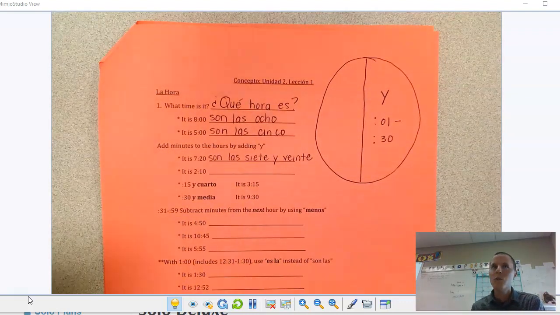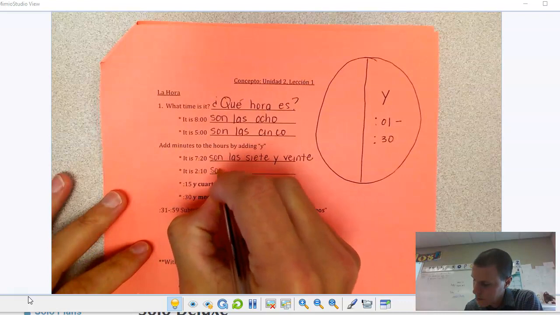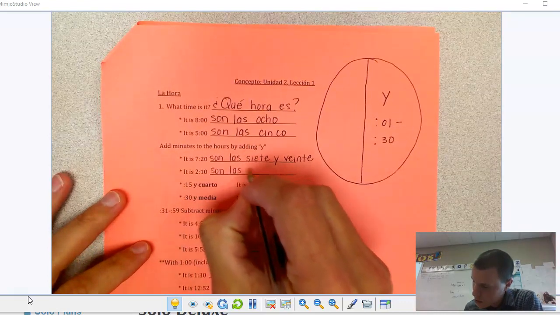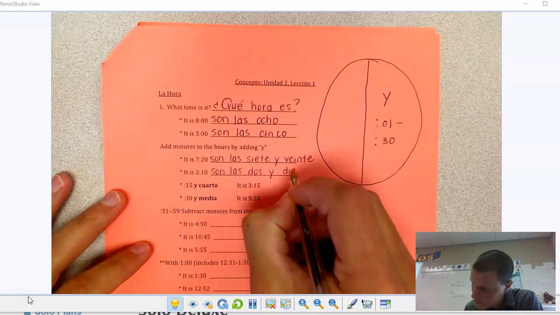2:10, same idea. It's 2 o'clock and 10 minutes. Try to write that one out on your own real quick. It's 2 o'clock and 10 minutes. It's 2:10. Son las 2:10.